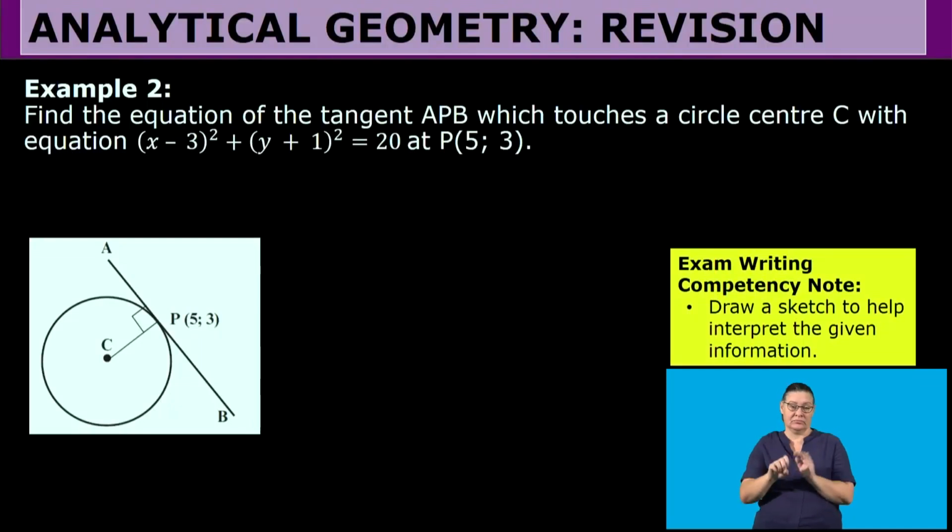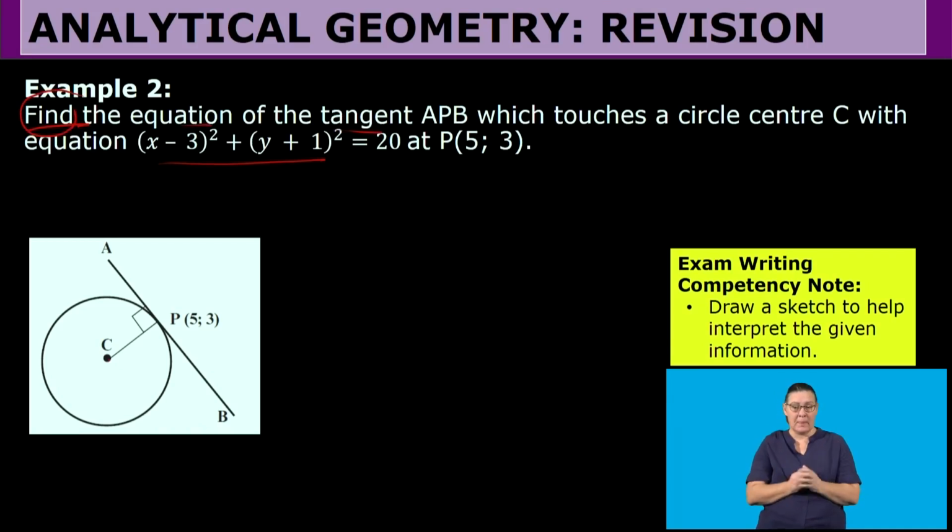Okay, guys, let's move on to the next example. So in this question, we are given that the equation of the tangent APB, which touches the circle, which has a center at C, is given as that. So they've asked you to find, very important to read nicely and extract the information. Here we are asked to find the equation of the tangent. We aren't given the equation of the tangent.